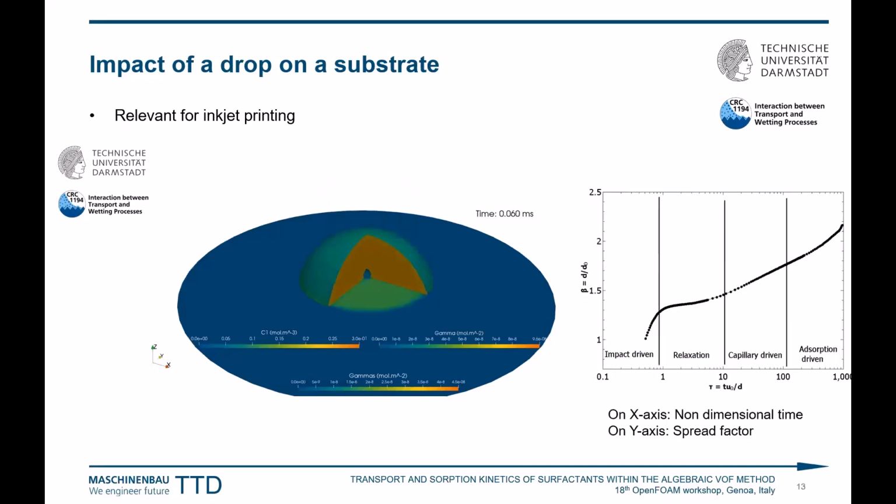And the impact kinetics, just to show you how the spread radius varies. There are different phases like impact driven, relaxation, and then finally adsorption driven, meaning the surfactant takes some time for the adsorption to happen at the liquid-gas interface. And then you have different phases of spreading.